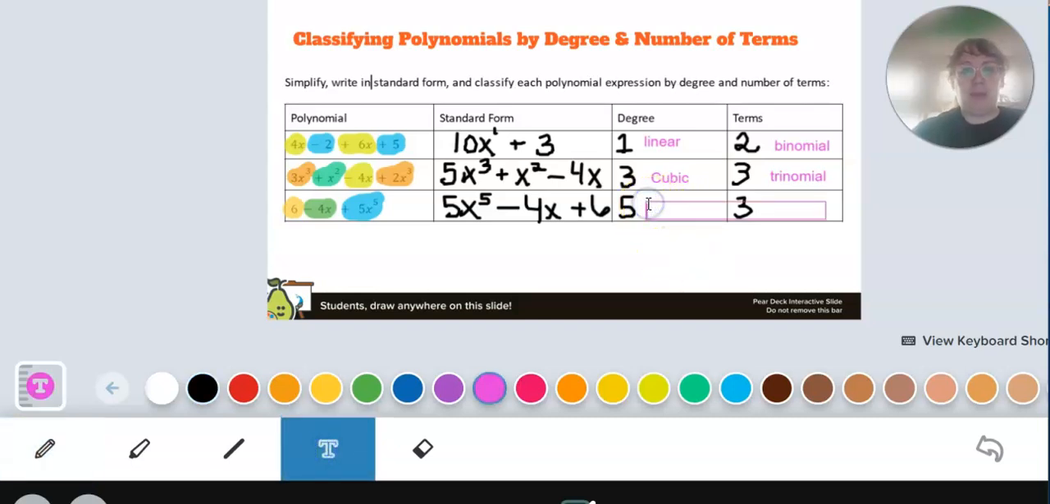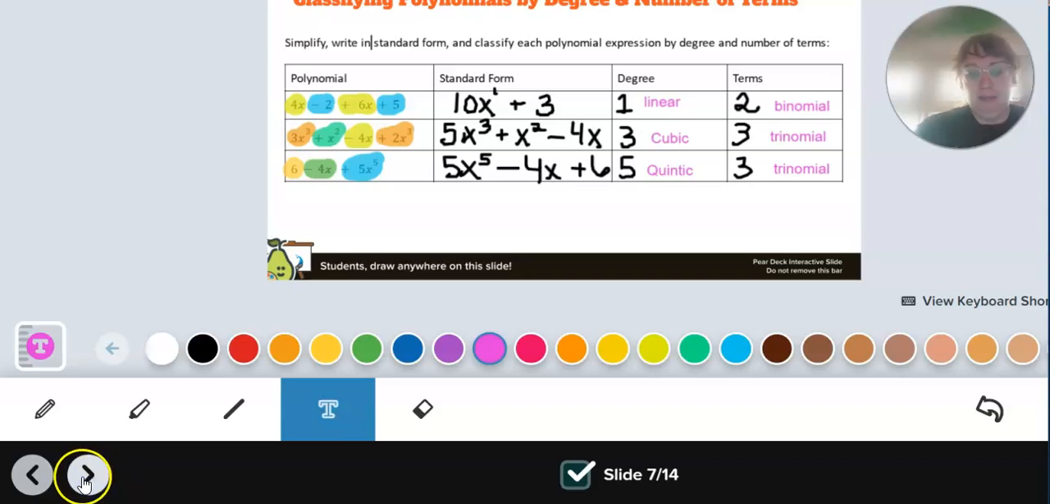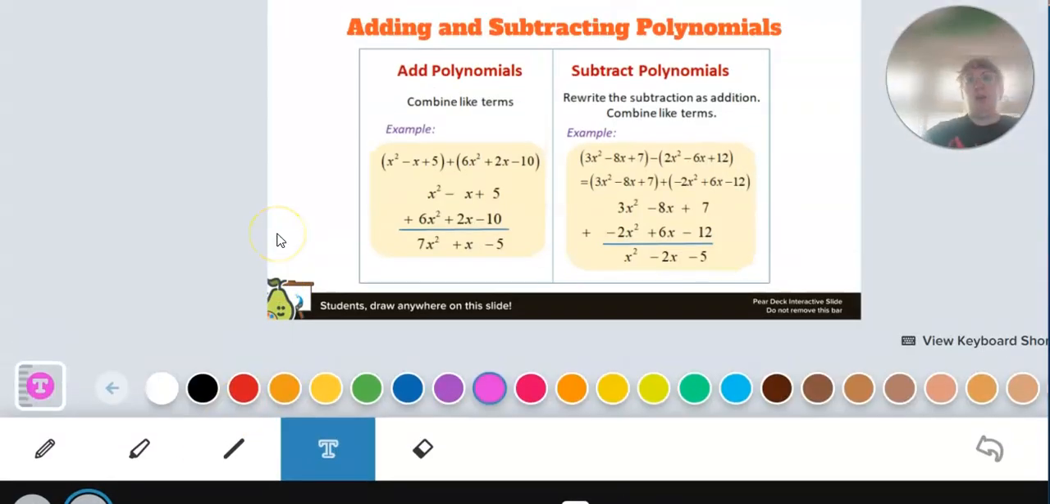Okay, so just to finish up that slide we were just on, our fifth degree is called quintic and third degree is trinomial again. So I just wanted you to get those two words in there as well. And when you're all set, push ahead to slide 8. We're about halfway through this pear deck.